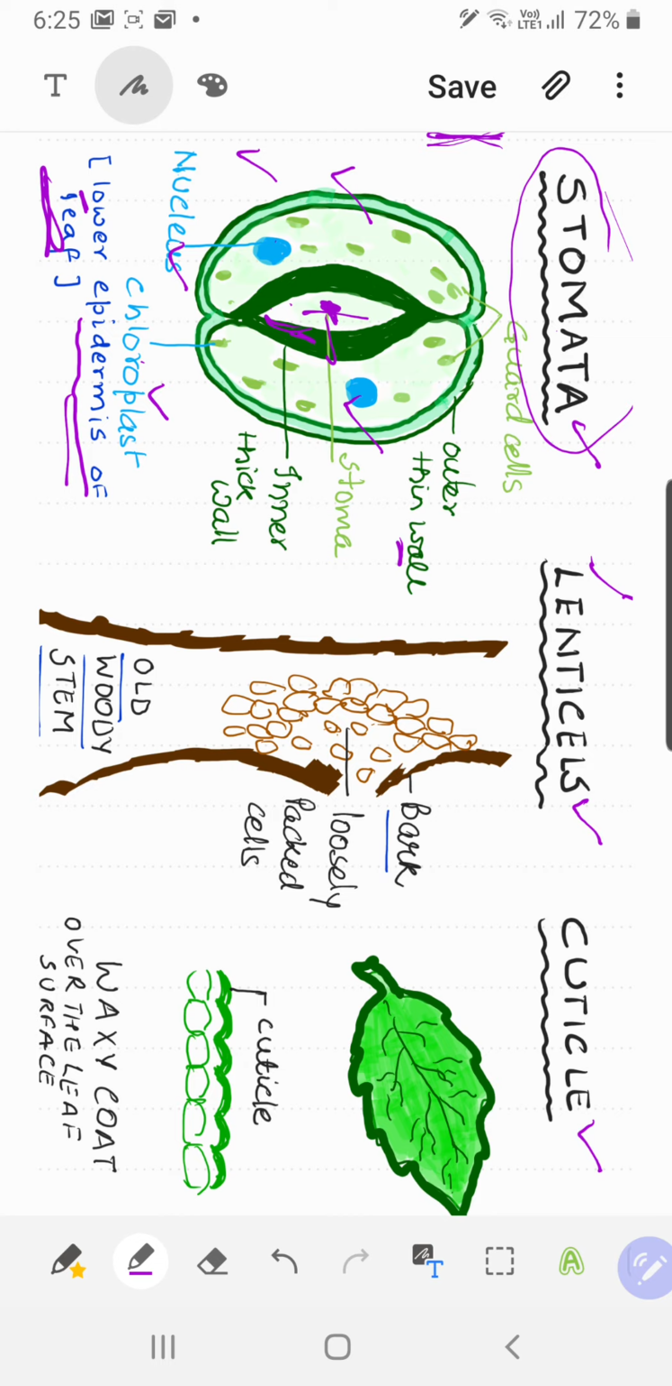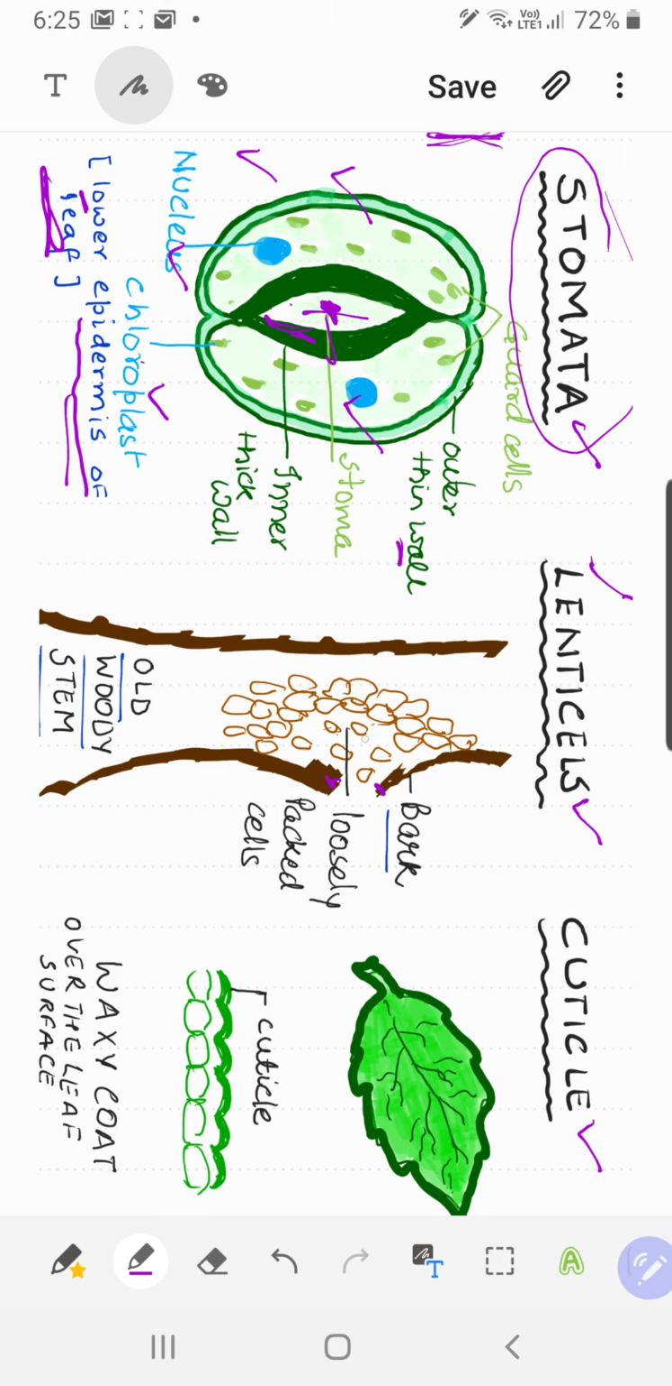Now what are lenticels? Again, mark the words. You can see that I have drawn the stem of the plant. It's not a very fresh green one. It seems to be a mature old plant, a woody plant, whose bark tries to come out. You can pull it off by using your nail or something like that. Old plants, old trees, they do have such bark which is proliferating out. Why does the bark proliferate out?